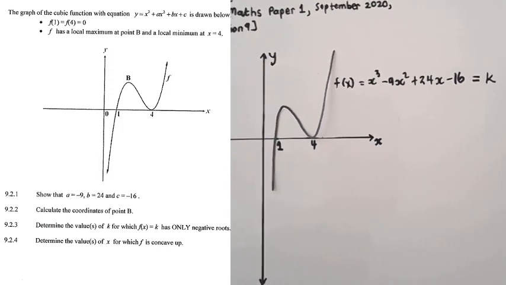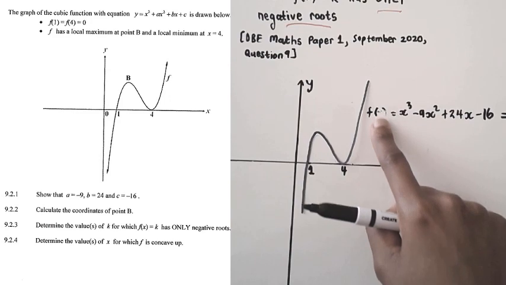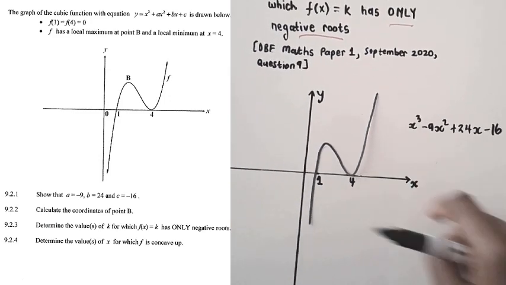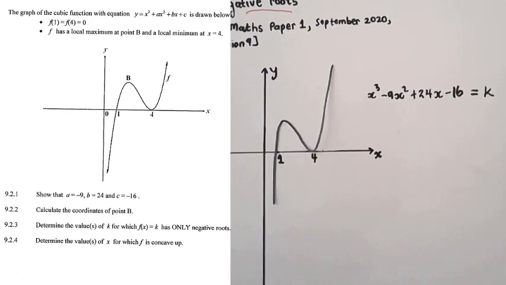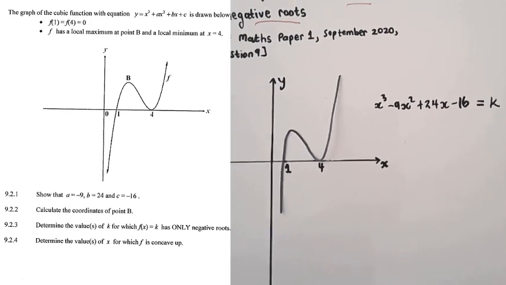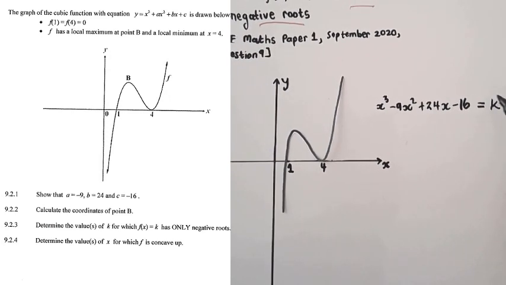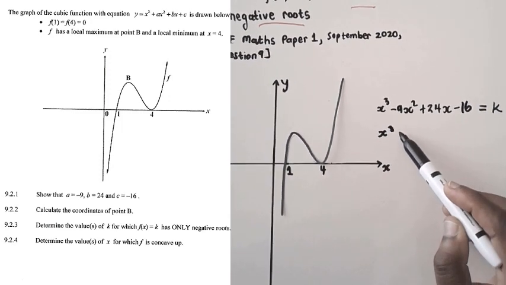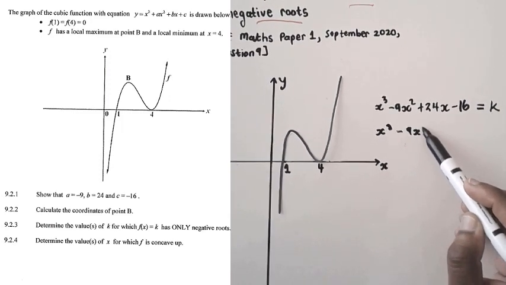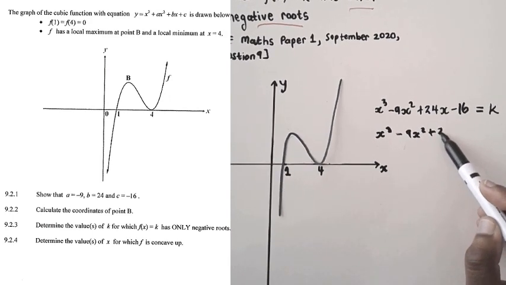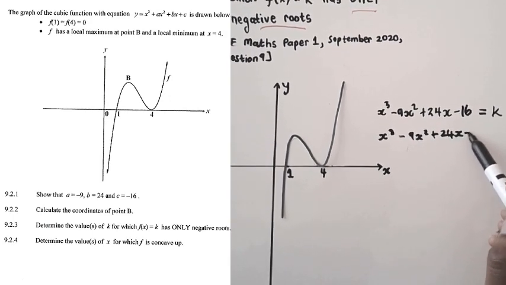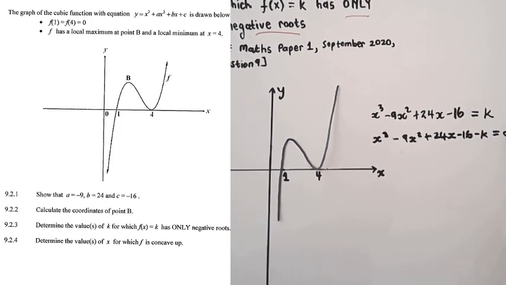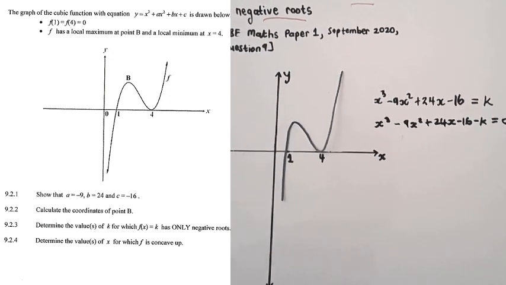Okay, so then from here, if we just remove this, so we don't have a double equal sign, this is what we currently have now. So from here, obviously you'll just be tempted to move the k to the other side to give you x cubed minus 9x squared plus 24x minus 16 minus k, and that's obviously then going to be equal to 0.